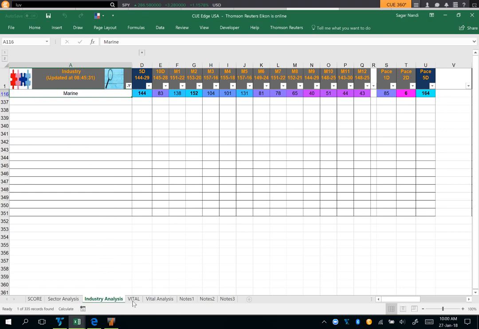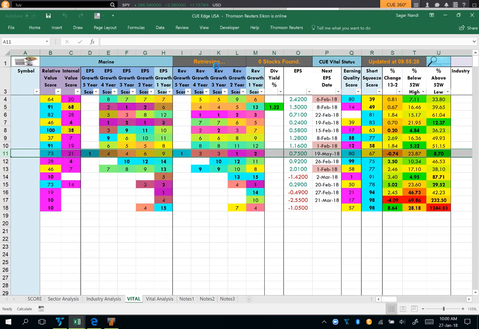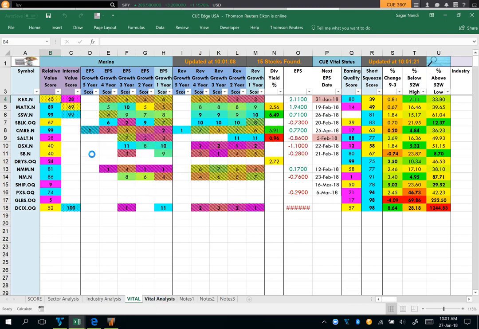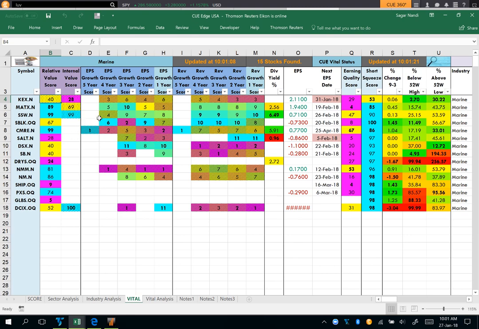We could drill down to underlying stocks. It has found 15 stocks. Clicking the calculator button will retrieve data on this and calculate these vital statistics and many other calculations. Additional calculations are available in the panels of this vital analysis tab. The vital statistics calculation is complete.